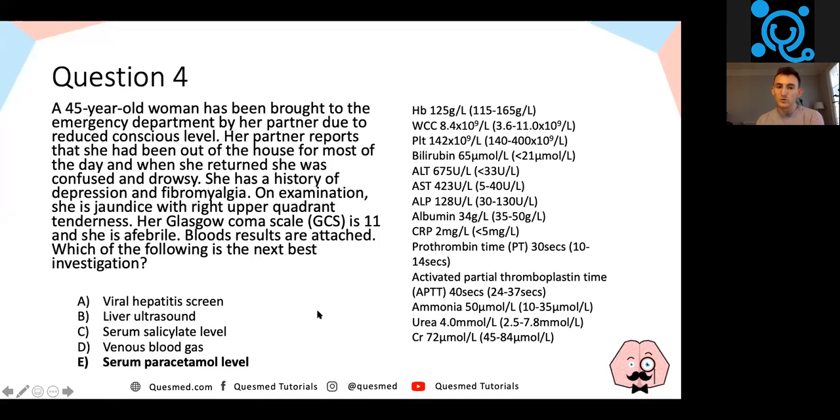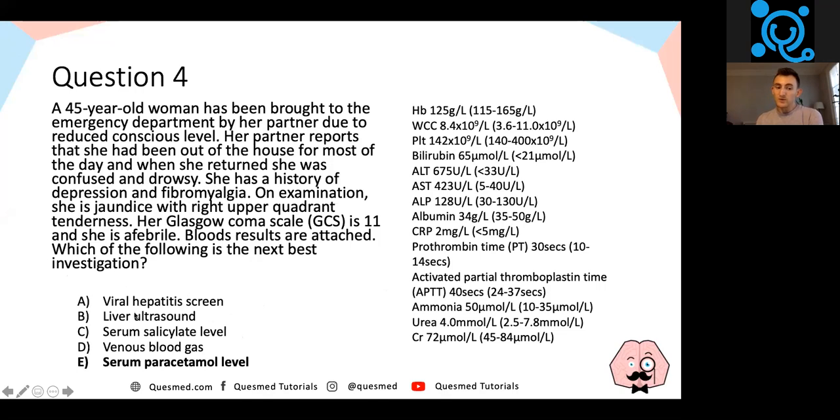So we have to look for what's caused her acute liver failure. Salicylates don't tend to cause liver failure, so there's no point in doing a salicylate level. Liver ultrasound is a reasonable thing to request, but wouldn't be the first thing you would request, because the most likely cause of this lady's liver failure is going to be paracetamol overdose, given the history that she's been out for most of the day, and she's got depression and fibromyalgia. That all points you more towards paracetamol overdose.